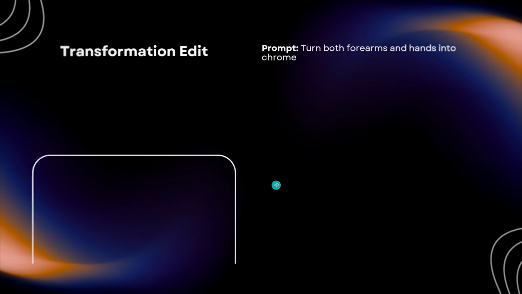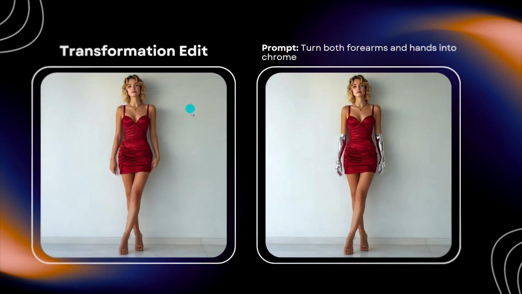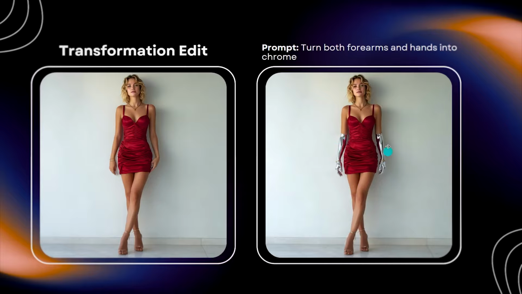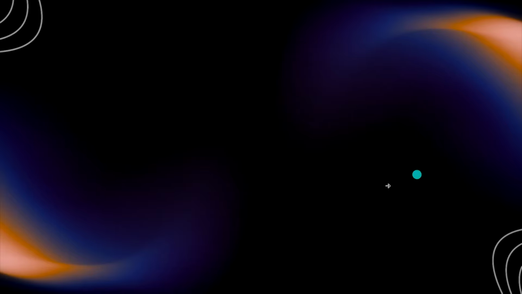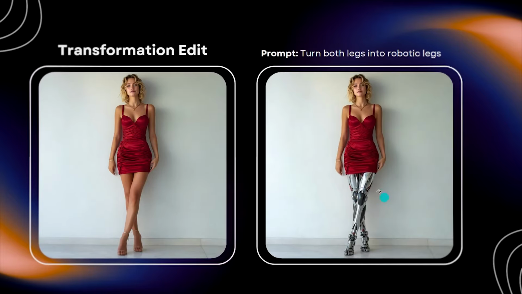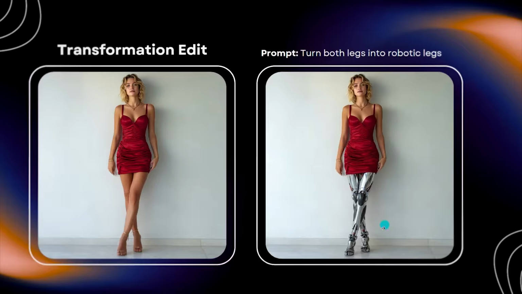Another thing you can do is transformation edits. Like here, I prompted it to turn her arms into chrome, and it looks amazing. And this is another example where I asked to turn both of her legs into robotic legs.